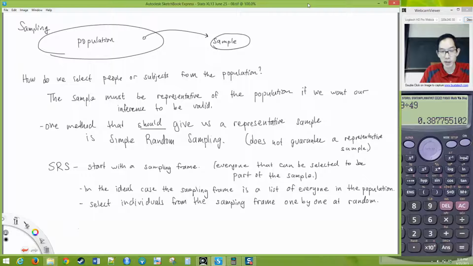Okay, there are other sampling methods that are non-random sampling methods that help us get representative samples, and I will leave it to you to do your reading to read about these methods, and they are cluster sampling and stratified sampling. I just want to make sure that they are in here.